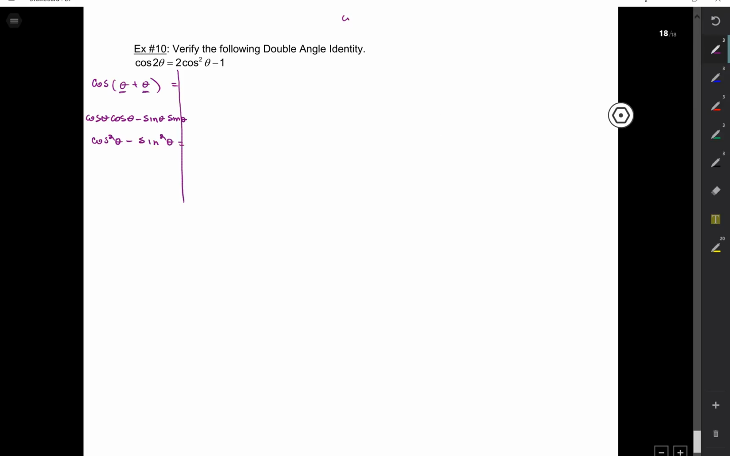And now I also know that cosine squared theta plus sine squared theta is equal to 1. That means sine squared theta is 1 minus cosine squared theta. So this is cosine squared theta minus the quantity 1 minus cosine squared theta. When I distribute the negative, it's cosine squared theta minus 1 plus cosine squared theta. Combining the two cosine squares, I have 2 cosine squared theta minus 1. That is where the identity comes from.